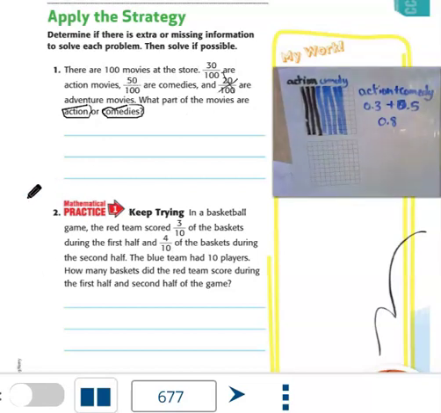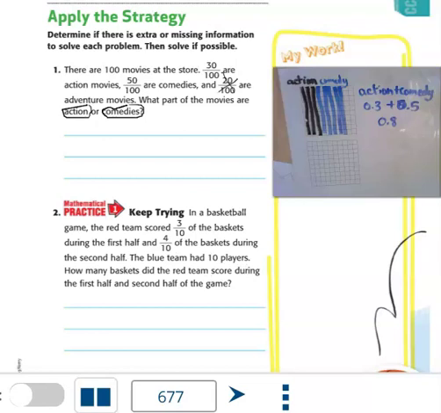Number 2, again, we're looking to see if there is extra or missing information in order to solve the problem. So we'll see. I don't want to give it away, but see if you can find if there's extra or missing information. In a basketball game, the red team scored 3/10 of the baskets during the first half and 4/10 of the baskets during the second half. The blue team had 10 players. First half and second half of the game.